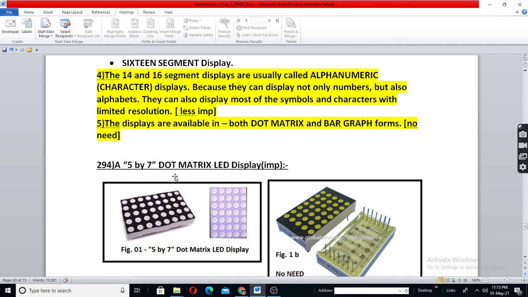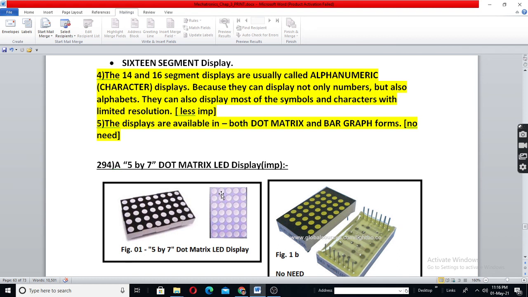You get even more flexibility of displaying any digit or symbol also. See, 5 by 7: 1, 2, 3, 4, 5 by 7. If you want to write the number 2 like this, light all these LEDs. There are 5 into 7, 35 LEDs. If you want to display O, display like this, these LEDs. O.